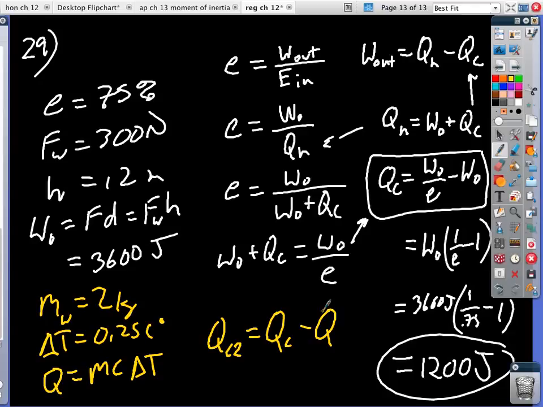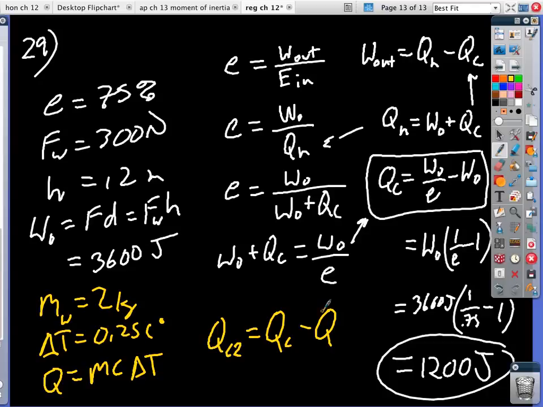So this 1200 joules right here is the amount of energy that you lost. You can't help it. There's no way to make that better, because this is 75%, and that 75% doesn't change whether you pull fast or slow. So this 1200 is how much you're going to lose. In part A, it all goes into the air. In part B, they tell us that part of it stays in the pulley, and they tell us the mass of the pulley and the delta T of the pulley.